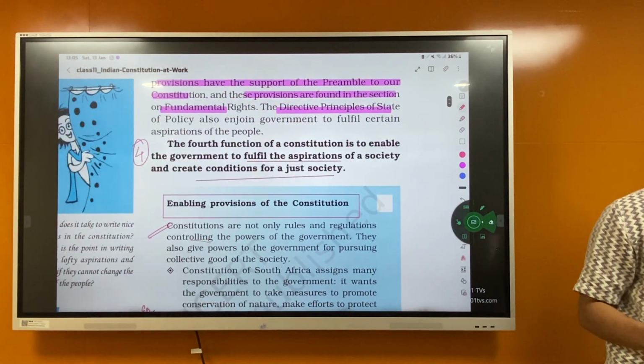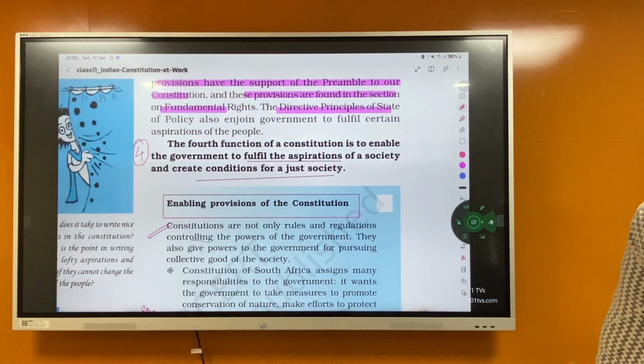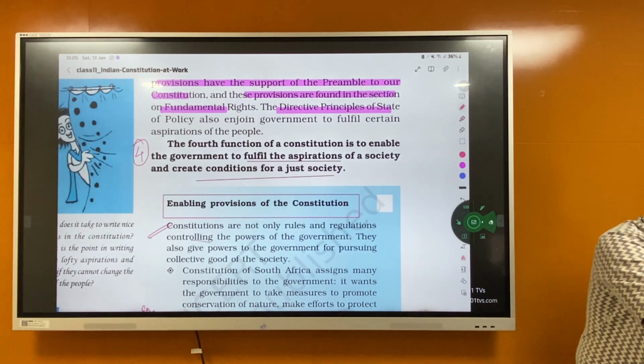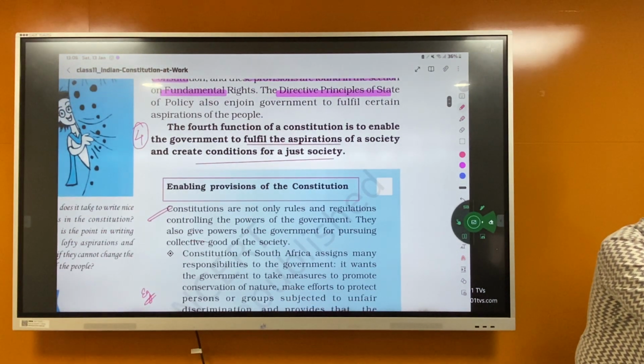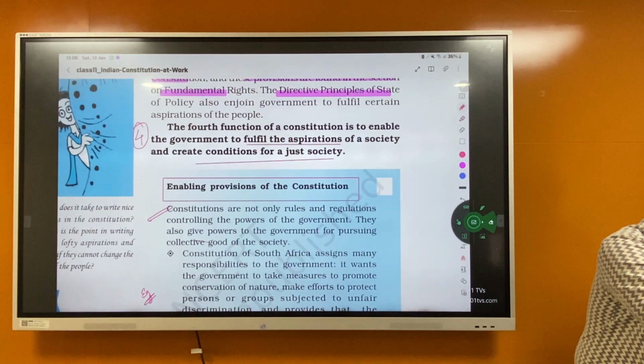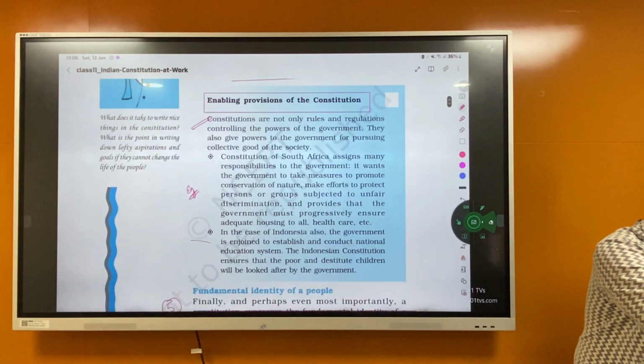The fourth function of the Constitution is to enable the government to fulfill the aspirations of a society and create conditions for a just society. Just society, that is, everyone is equal. Justice prevails in a society. Okay. What are the enabling provisions of the Constitution?